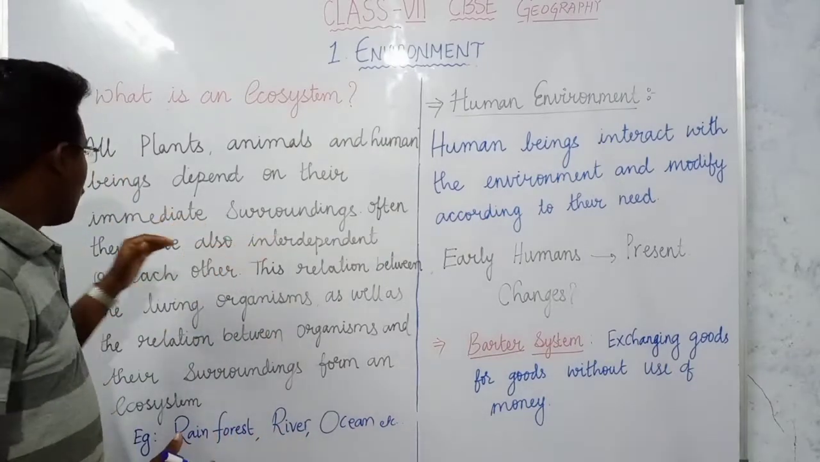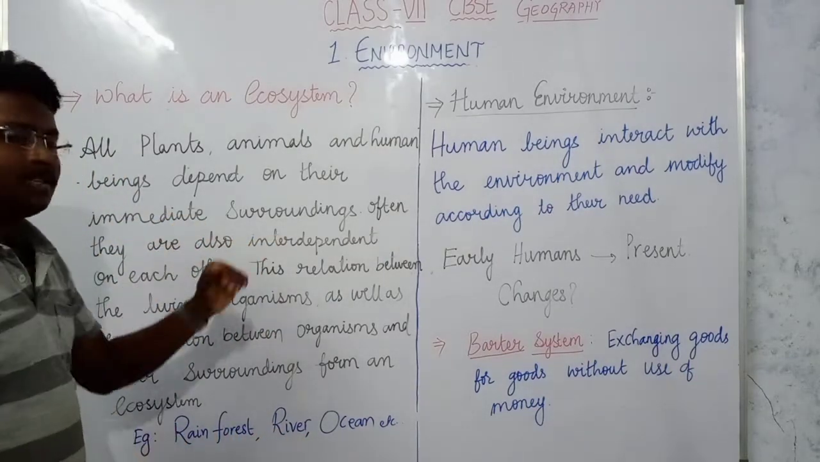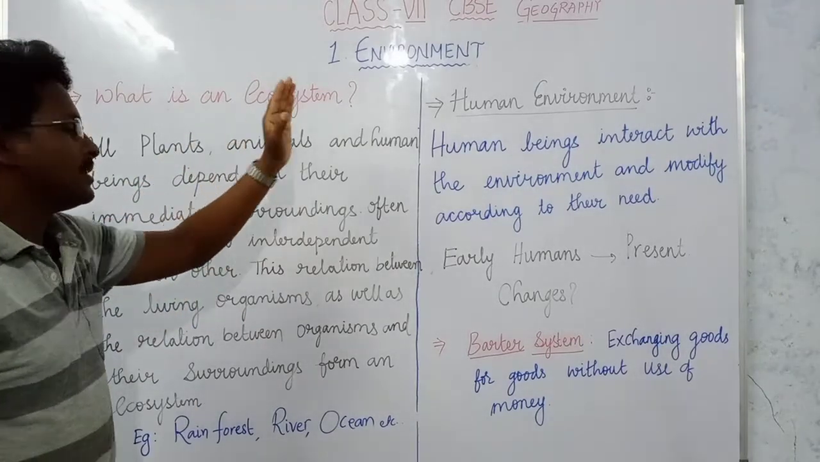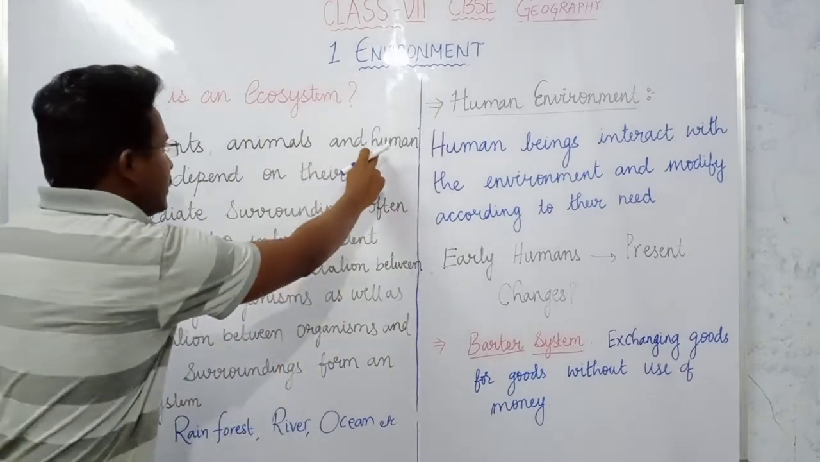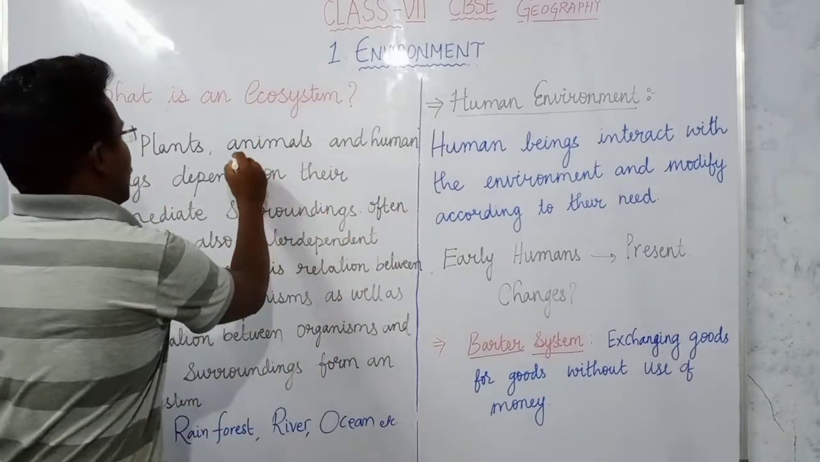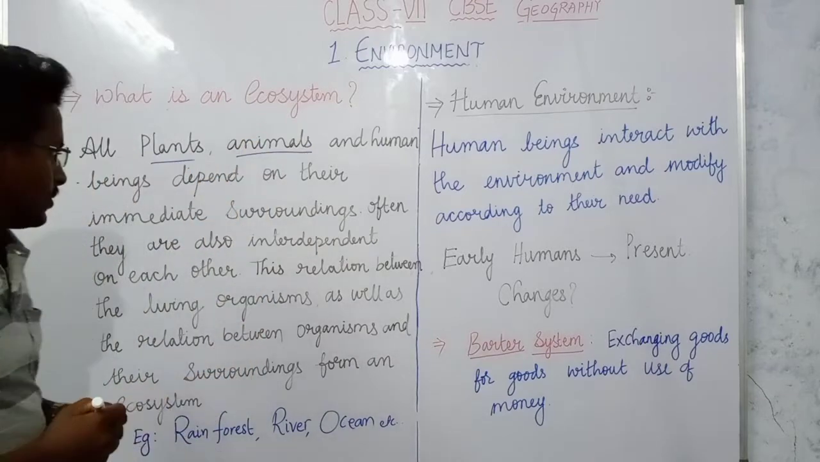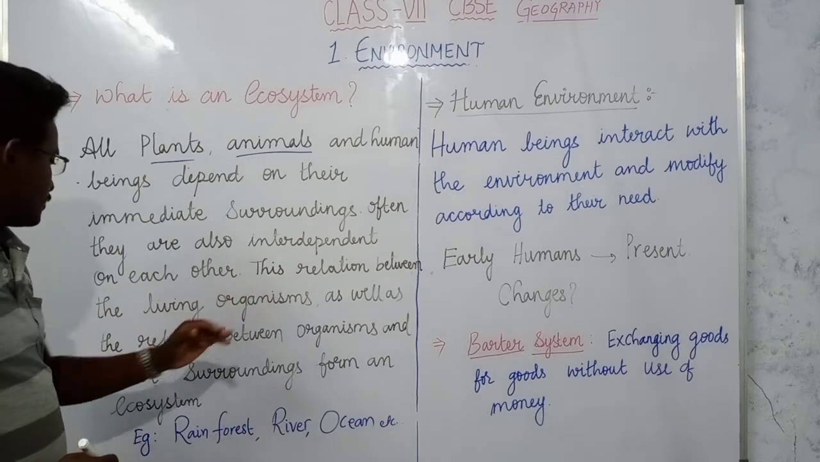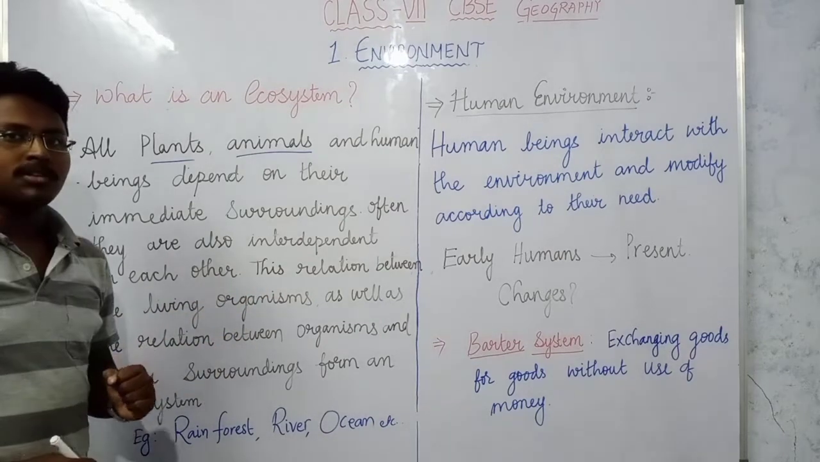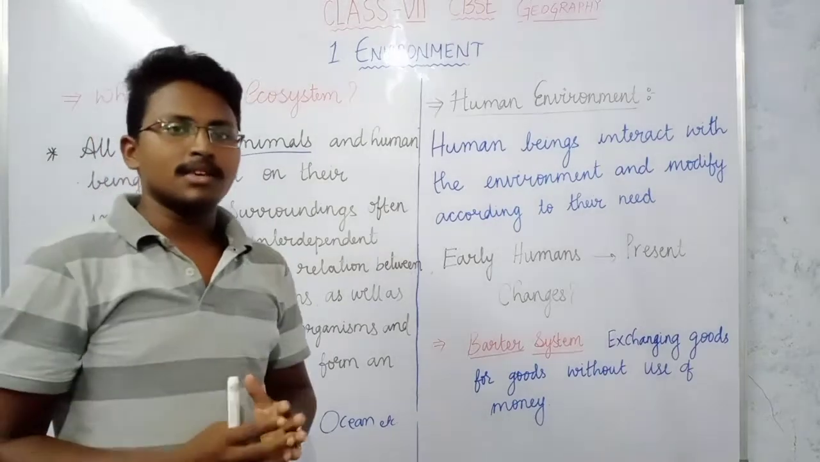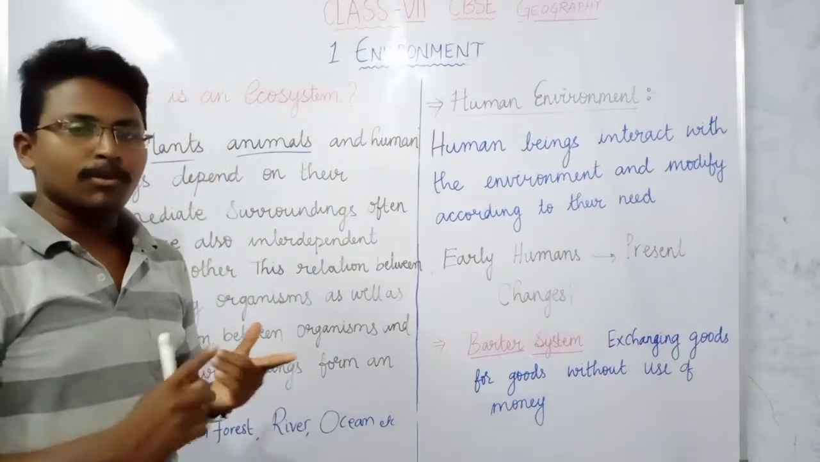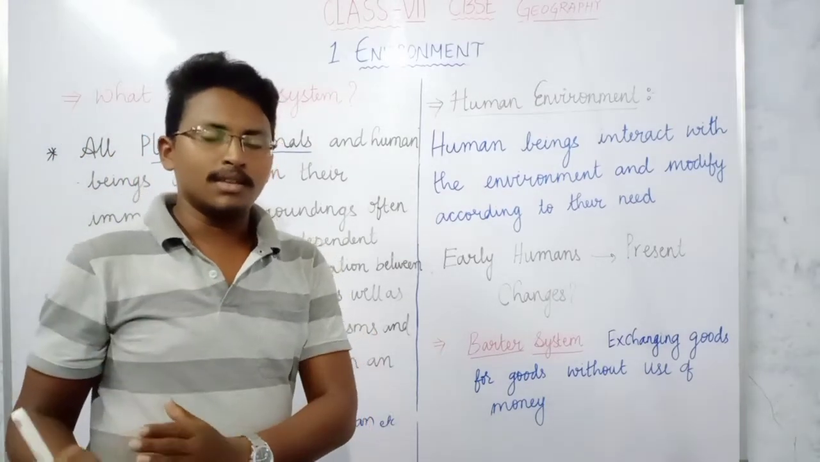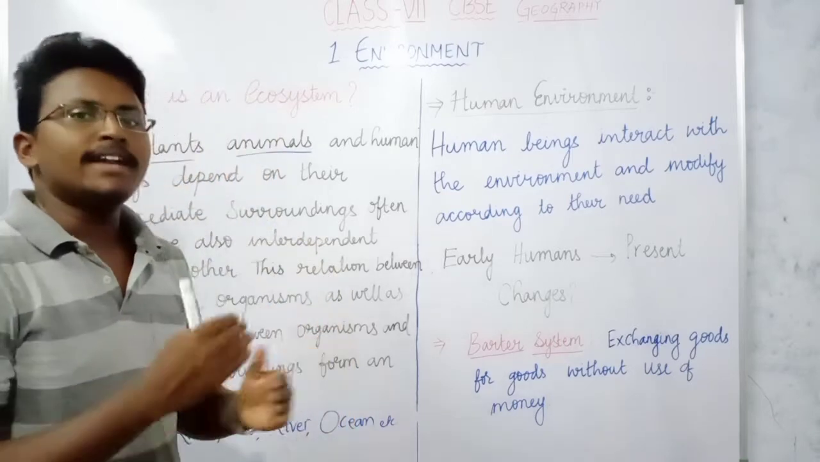Then the next one is that often they are also interdependent on each other. That means plants are dependent on animals, sometimes animals are dependent on humans, and sometimes we human beings are also dependent on both animals as well as plants. So the relation between the living organisms, as well as the relation between organisms and their surroundings, forms an ecosystem. That means all living organisms, be it plants, animals or humans, depend on immediate surroundings. At the same time, we also interdepend on each other.